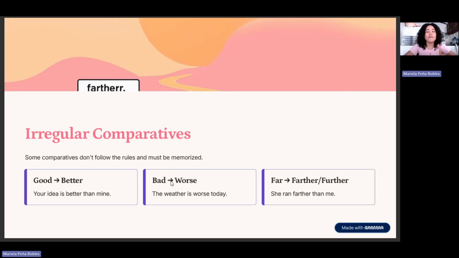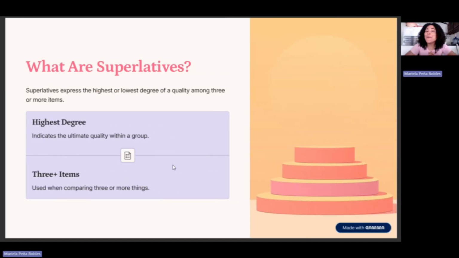Not all adjectives follow regular spelling rules. Some have irregular comparative forms that must be memorized. Common examples include good is better, or bad becomes worse, or far, the word will be farther or further. These irregular forms are frequently used in everyday speech and are important to learn as fixed expressions. These words don't have a rule, they are only memorized. We need to memorize them.